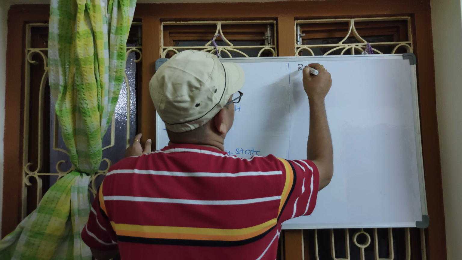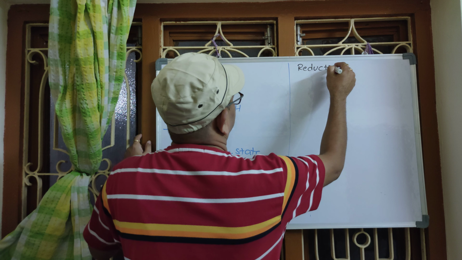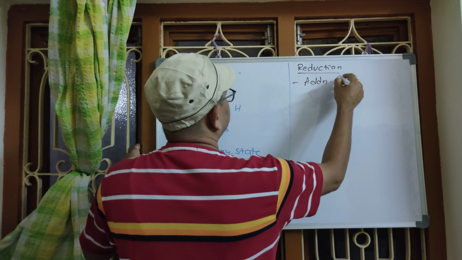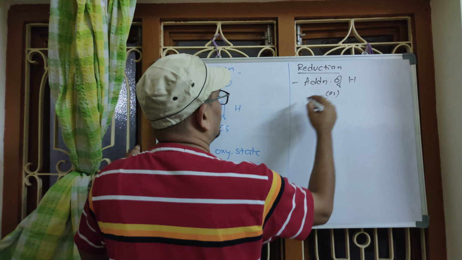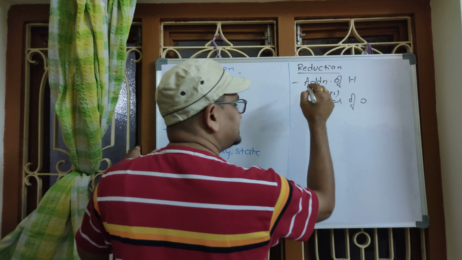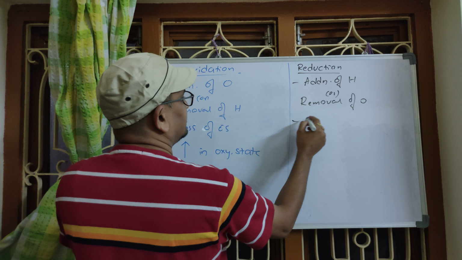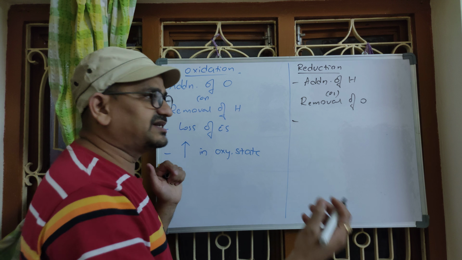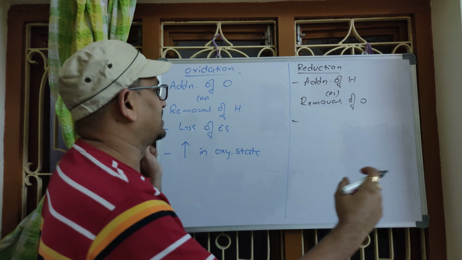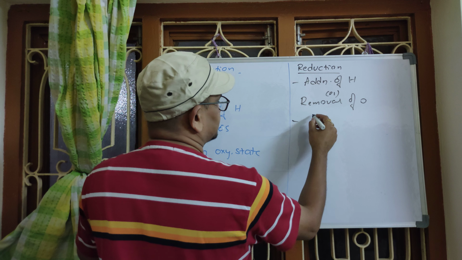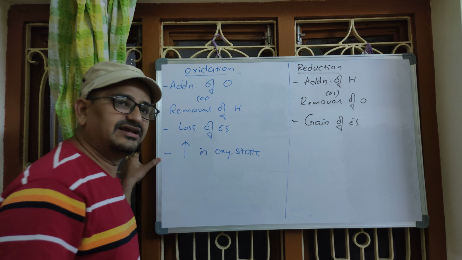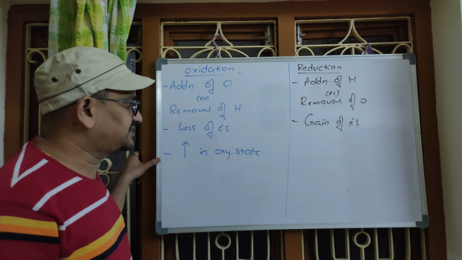That is the reduction reaction. Obviously, what is a reduction reaction? Either addition of hydrogen or removal of oxygen. This is one way to predict. The other way: when you remove oxygen, what happens? Oxygen will give electrons to the substance and go out in a neutral manner. So, during this reduction, gain of electrons takes place, right?